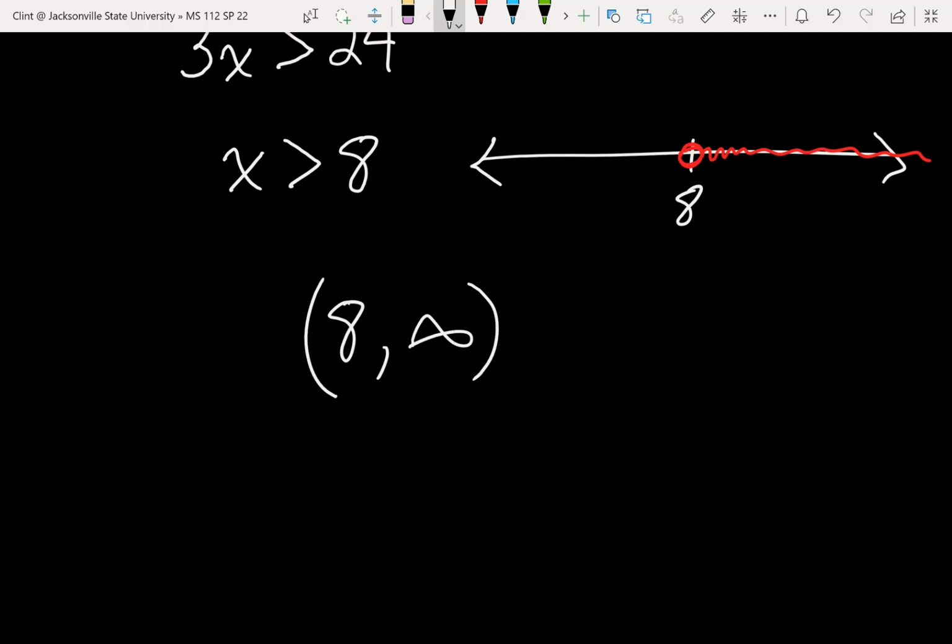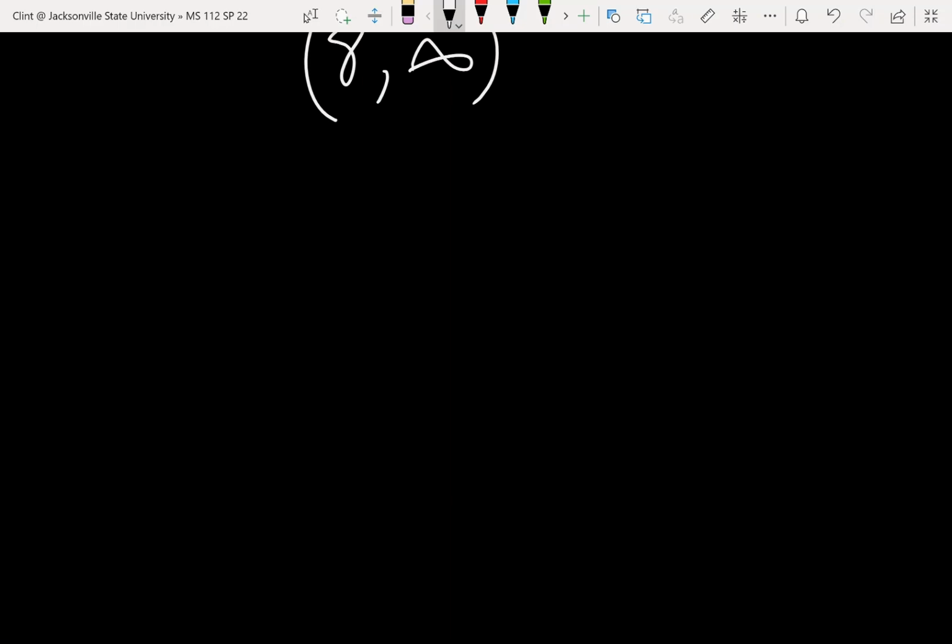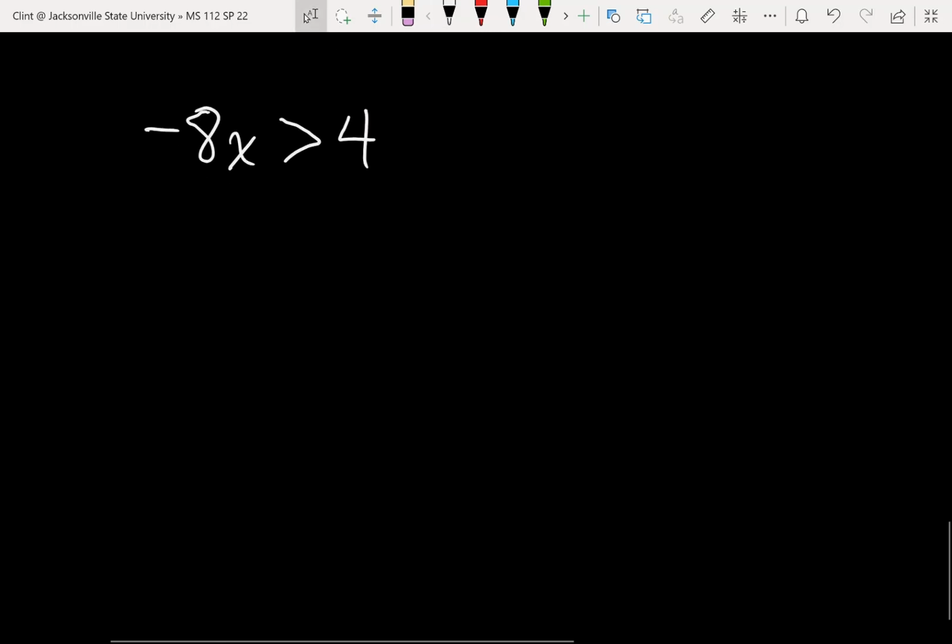Question on that one? Okay. What about one like this? This one, negative 8x is bigger than 4.